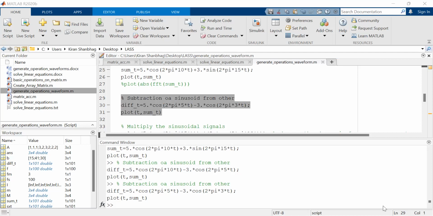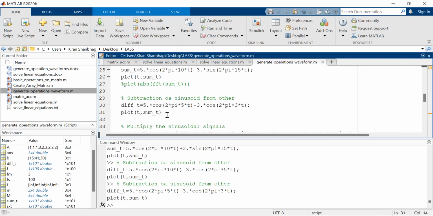Wait a second. I'm just stuck. Okay, so let me plot. What was happening is I did not put in the sum. I put the difference here. Okay. Now we are talking.